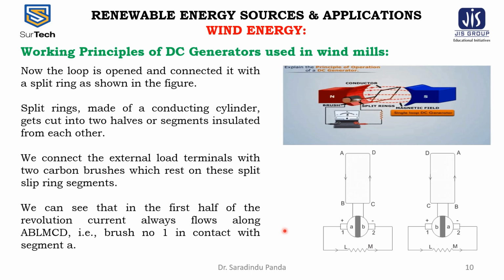We can see that in the first half of the revolution, the current always flows along A, B, L, M, C, D, such that brush number 1 is in contact with segment A. This is brush number 1 in contact with segment A.